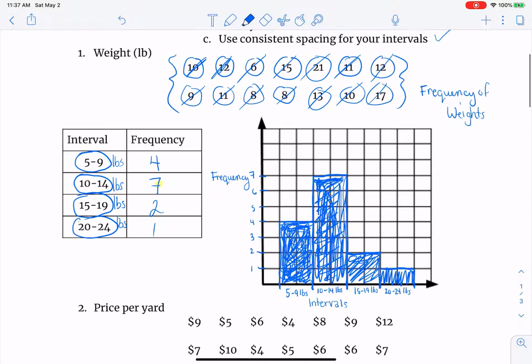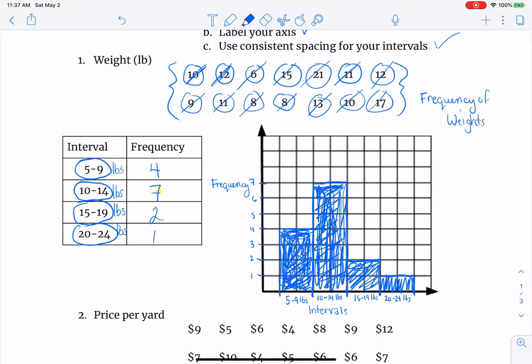So what does this histogram tell us? Histograms are useful because you can look at it really quickly and kind of think where the most weights are. So say that this is the weights of, I don't know, cats. So we're looking at a group of cats, and the most frequent interval that we see is the one with the frequency of 7.